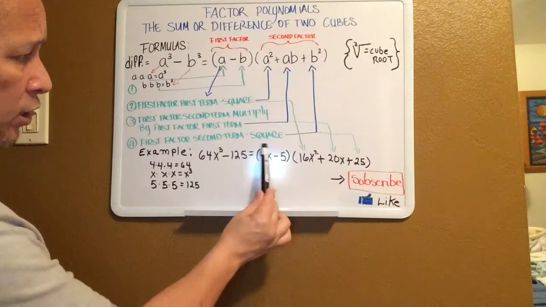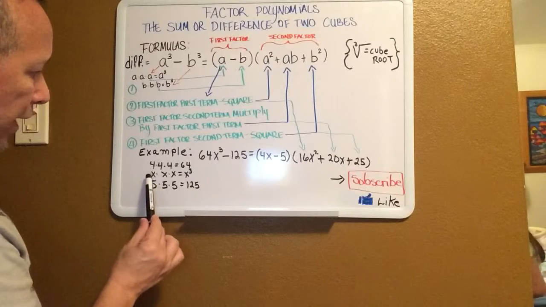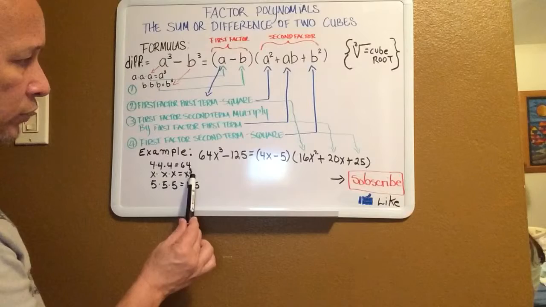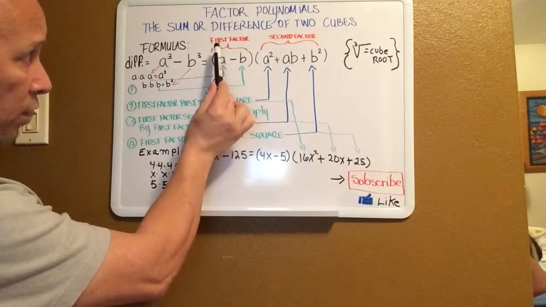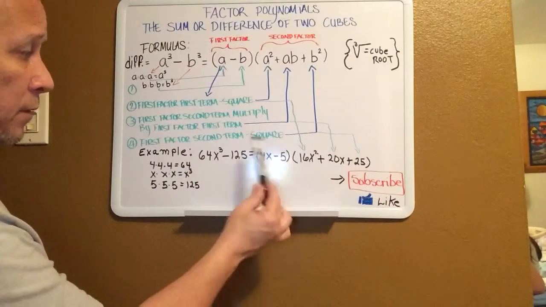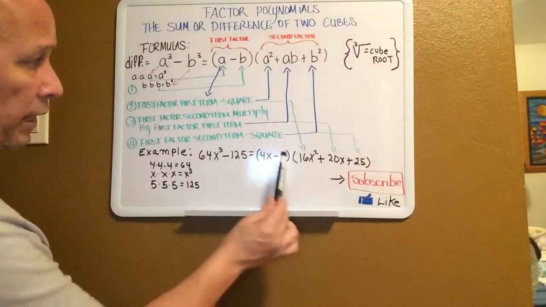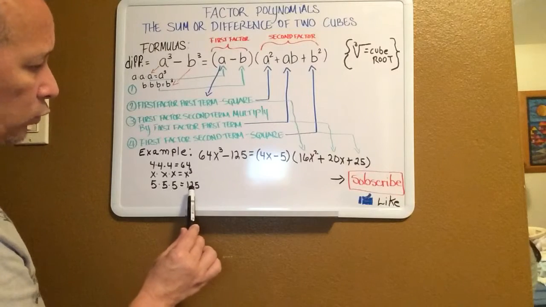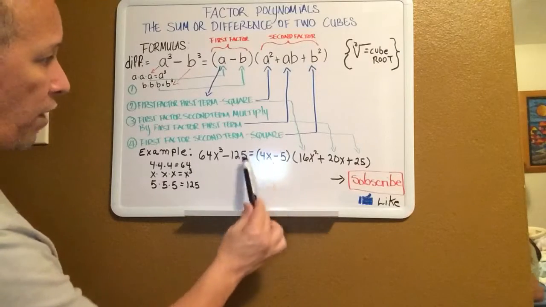That is 4x. Why 4x? Because 4x times 4x times 4x equals 64x to the third. Now we get our first term of our first factor. To get the second term of the first factor, using the same logic, the cube root of 125 is 5, because 5 times 5 times 5 equals 125. Now we get the first factor.